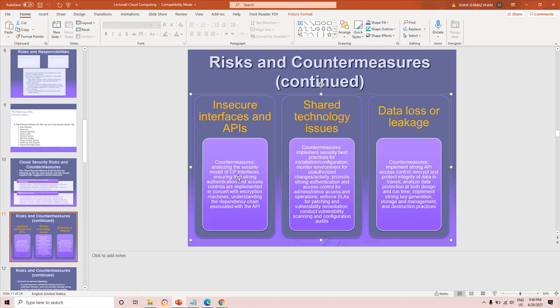Analyzing the security model of a cloud provider interface, ensuring strong authentication. This is very important. So you cannot memorize everything, students. Just note down the important points. Ensuring strong authentication and access control. So authentication, like two-factor authentication, okay, and strong password, access control, which user can access, which user cannot access, and what rights the user has over the resources. Access controls are implemented in concert with encryption mechanisms. So encryption is basically used to implement confidentiality.